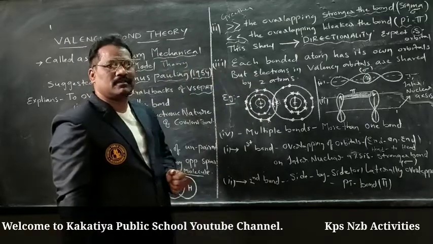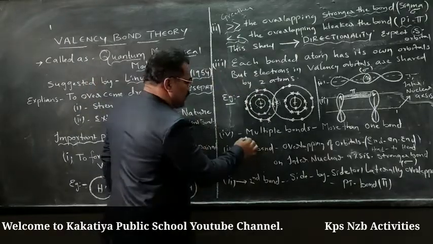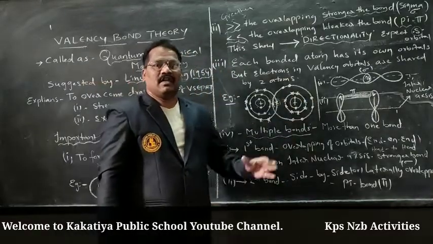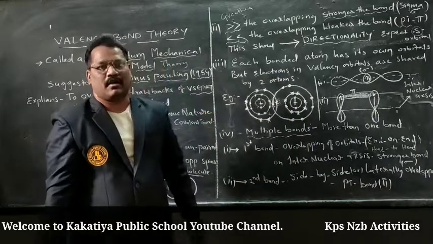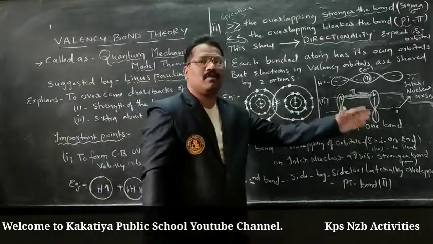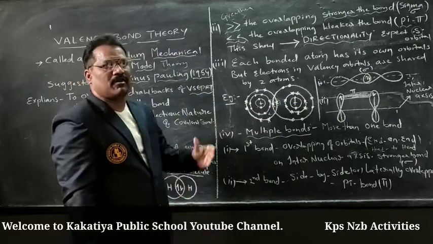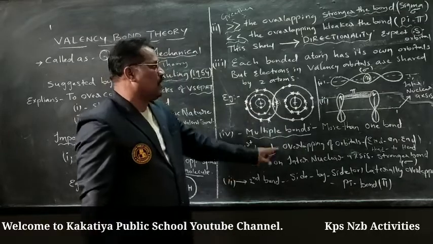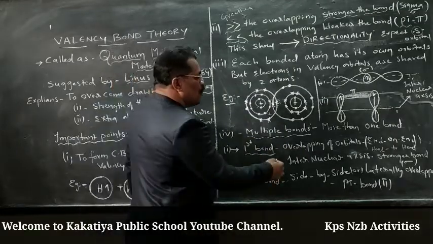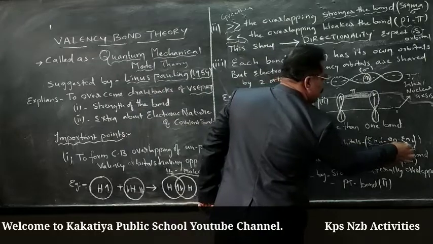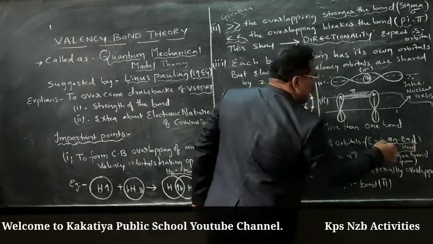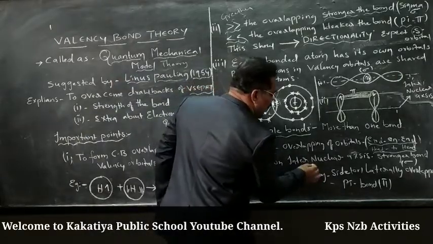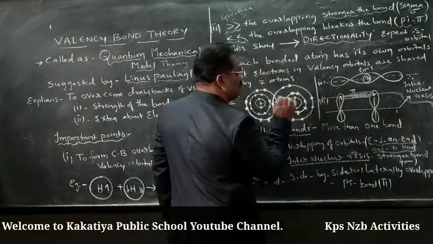That is the third point. Coming to the fourth point. The fourth point clearly explains multiple bonds. If a molecule has more than one bond, we call them what? Multiple bonds. Within these multiple bonds, the first bond, we are taking as the first point here itself. It explains overlapping of orbitals by end-on-end overlapping or head-to-head overlapping. Where will they overlap? On the internuclear axis.